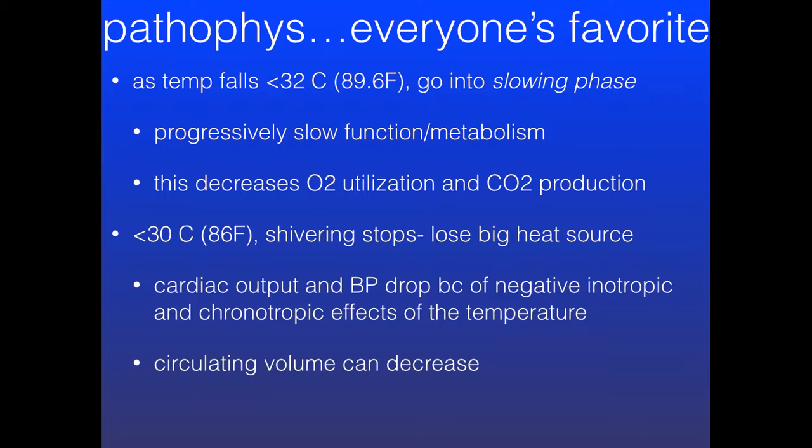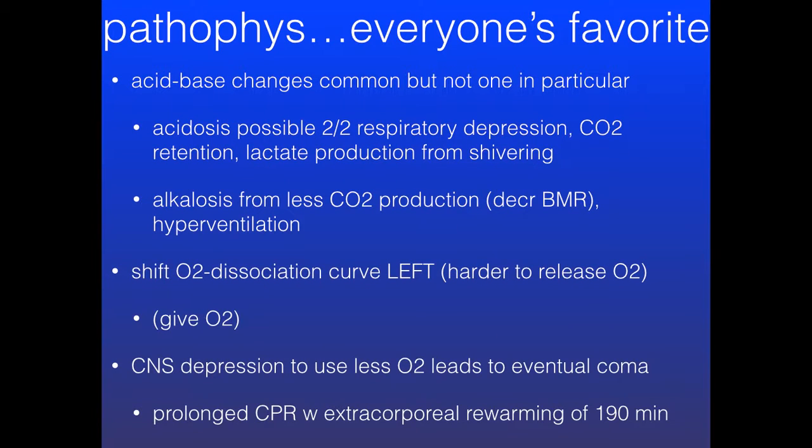And then we'll talk about how the circulating volume can also decrease. Acid-base changes are common when the respiratory function starts to get depressed, then your ventilation is going to go down, so you're going to start to retain carbon dioxide. And then also in the periphery, because the muscles are shivering and they're not getting great oxygen delivery, they're likely going to switch into anaerobic metabolism, and so they're going to start to get a large production of lactate throughout the body.